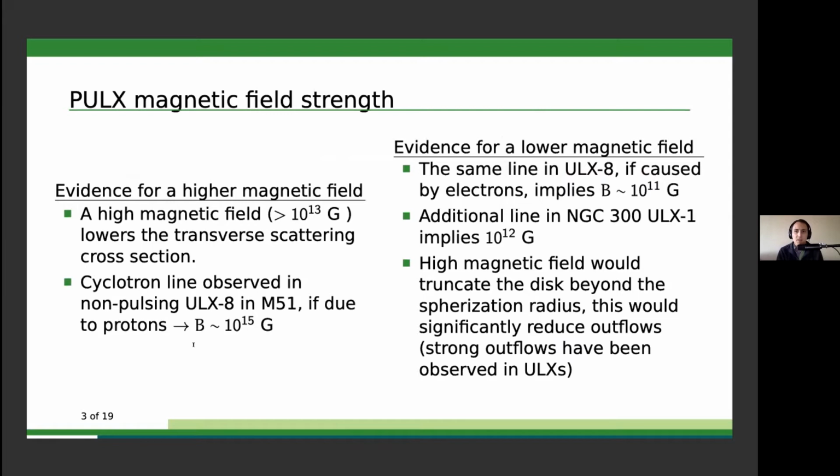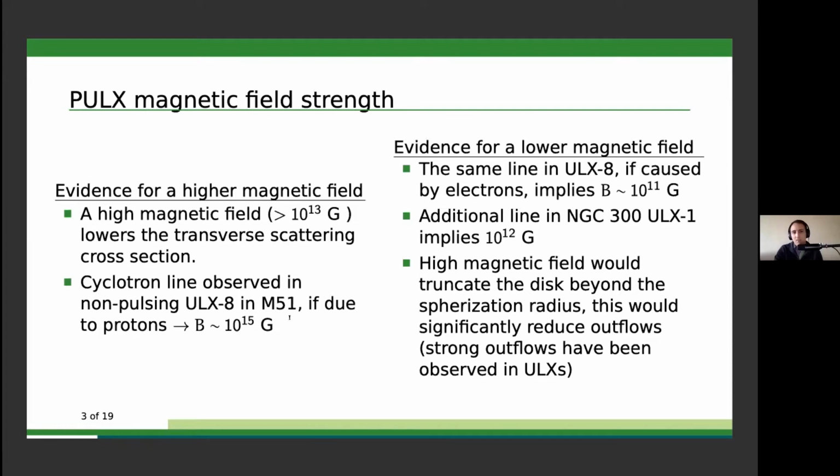There has been some debate over the magnetic field strength, because as we all know, neutron stars can have very strong magnetic fields. So there are two camps. One supports the higher magnetic field, and the explanation for this would be that a high magnetic field lowers the electron scattering cross-section in the direction perpendicular to the magnetic field. So this lets more light out.